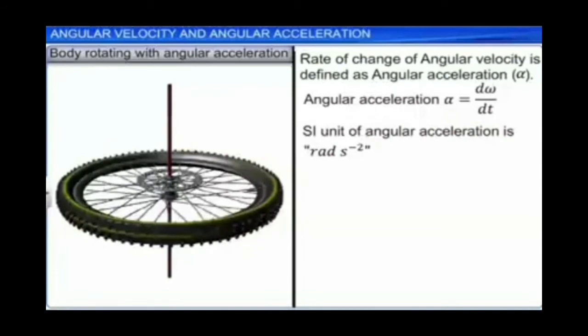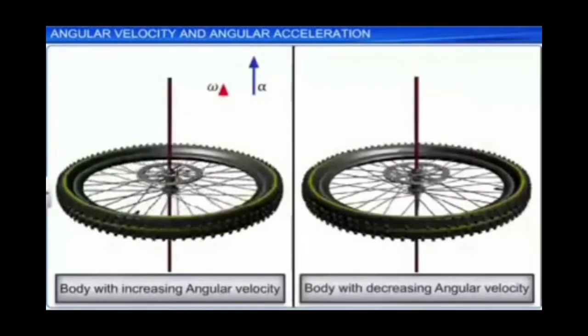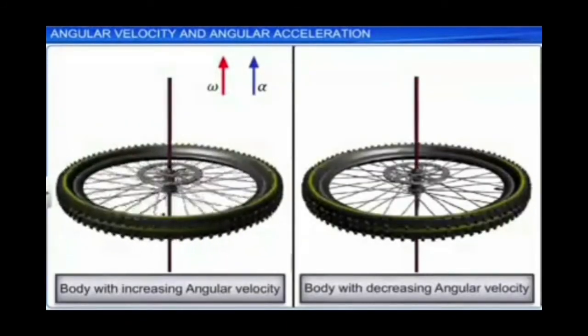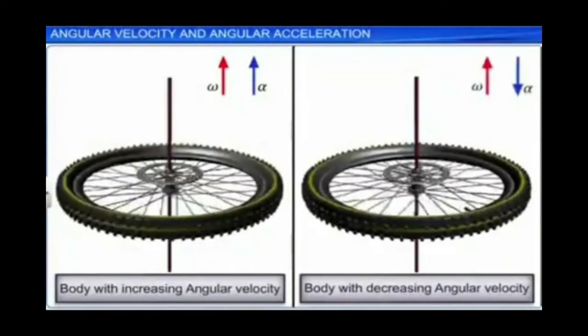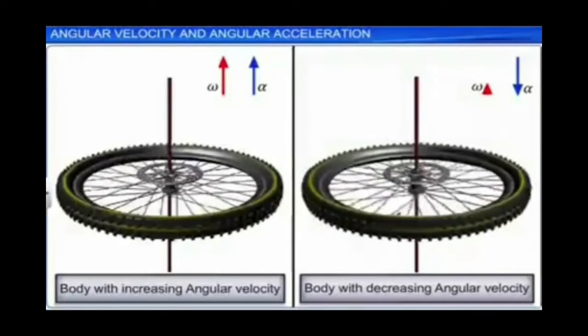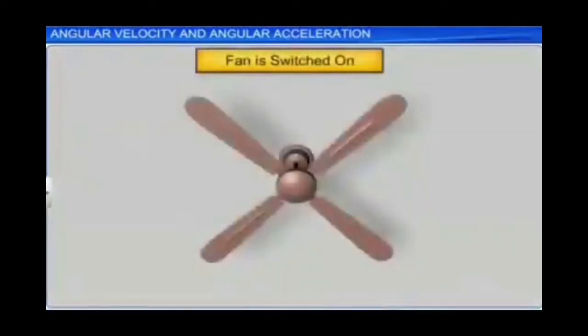Angular acceleration is also a vector quantity, and it is in the direction of d omega, that is the change in angular velocity. In rotation about fixed axis, it is along the axis of rotation itself.